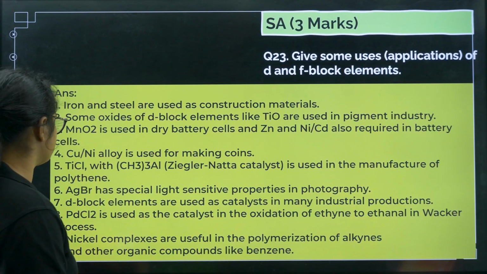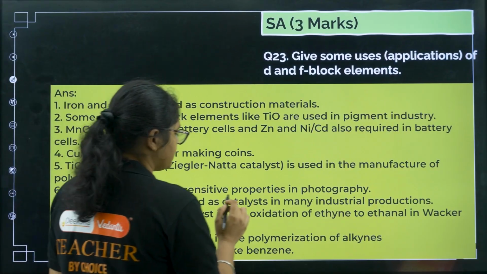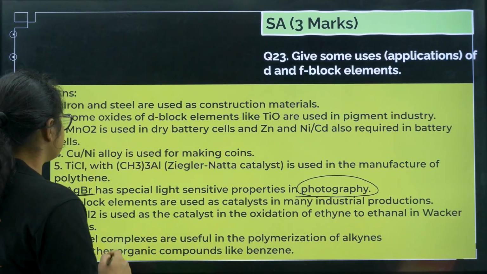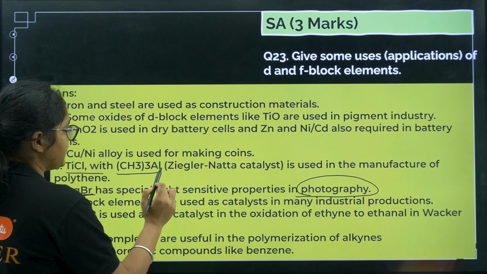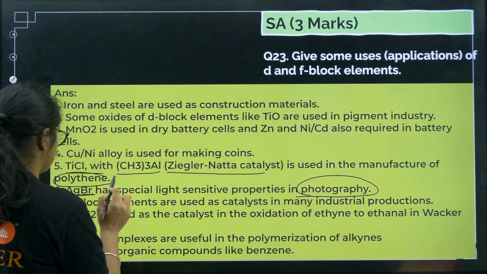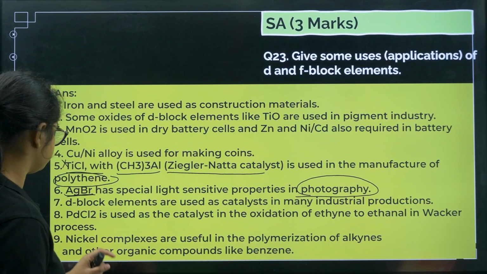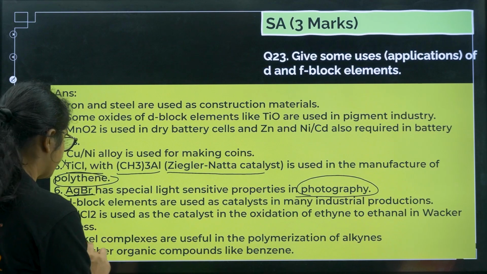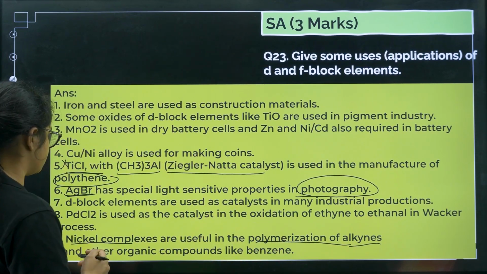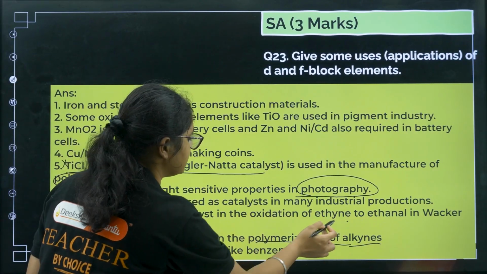The first one which you should know is AgBr, very important. AgBr has special light sensitive properties used in photography. Next, TiCl4 with (CH3)3Al, the Ziegler-Natta catalyst, is used in the manufacture of polyethylene. This is important, you should remember. Nickel complexes are used in the polymerization of alkynes. PdCl2 is used as a catalyst in the oxidation of ethene.